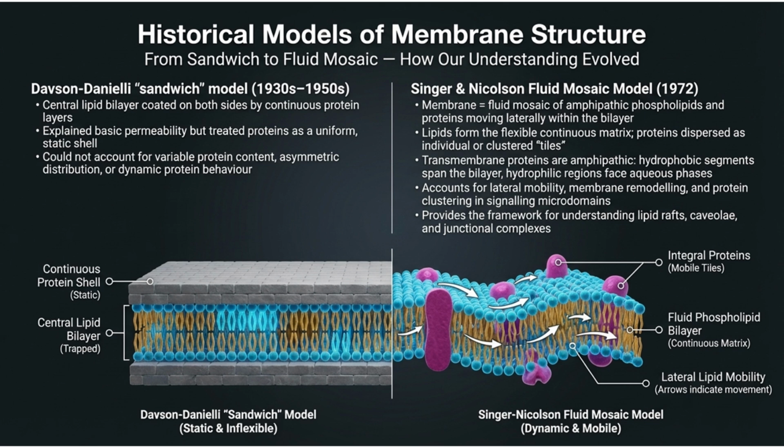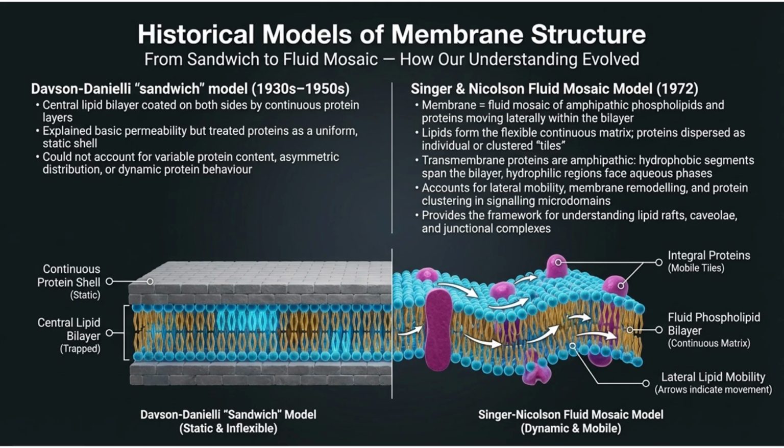But it came with a serious conceptual problem. It treated membrane proteins as a uniform, static shell wrapped around a passive lipid core. As biochemical and biophysical evidence accumulated through the following decades, that picture became increasingly difficult to defend. Researchers found that membrane proteins varied enormously in type and abundance from cell to cell. They found that some proteins penetrated deeply into or completely through the bilayer. They found that proteins could move, cluster, and redistribute. The sandwich model simply could not accommodate these discoveries.